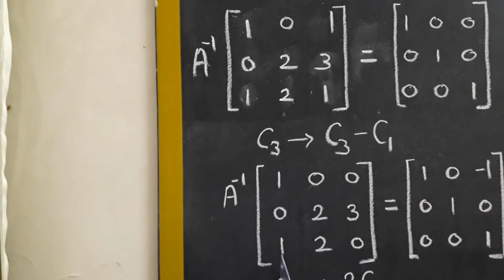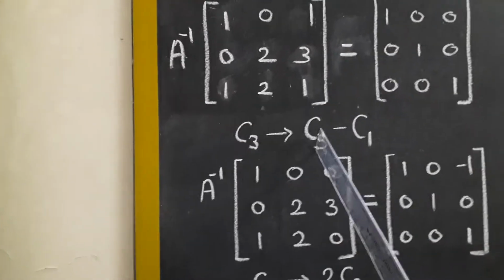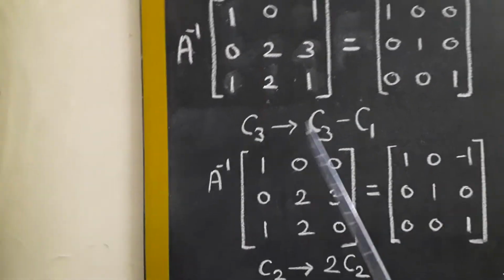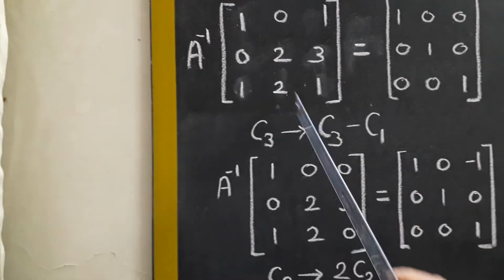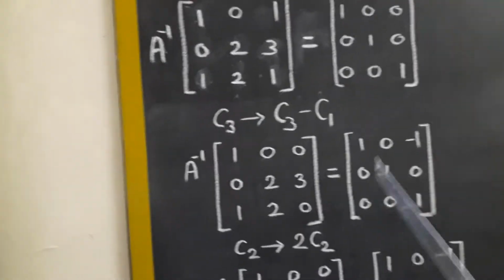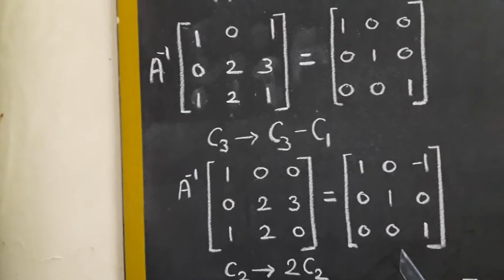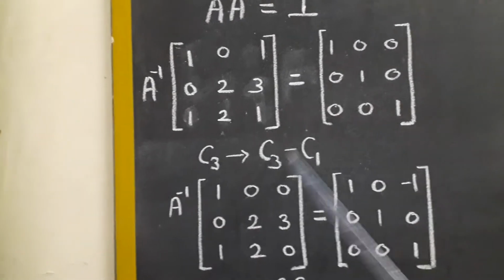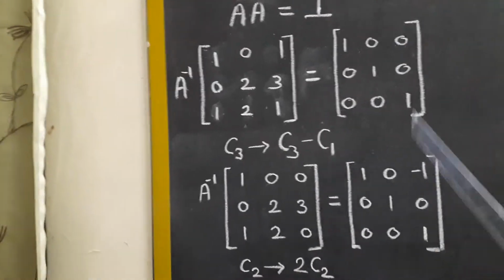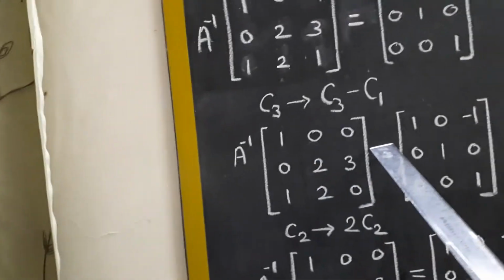So we write the first column as it is, the second column as it is, only the third column C3 minus C1. So 1 minus 1 is 0, 3 minus 0 is 3, and 1 minus 1 is 0. The same thing on the other side: the first column as it is, second column as it is, and the third column is C3 minus C1. So 0 minus 1, 0 minus 0, and 1 minus 0. Now, the first row is complete.